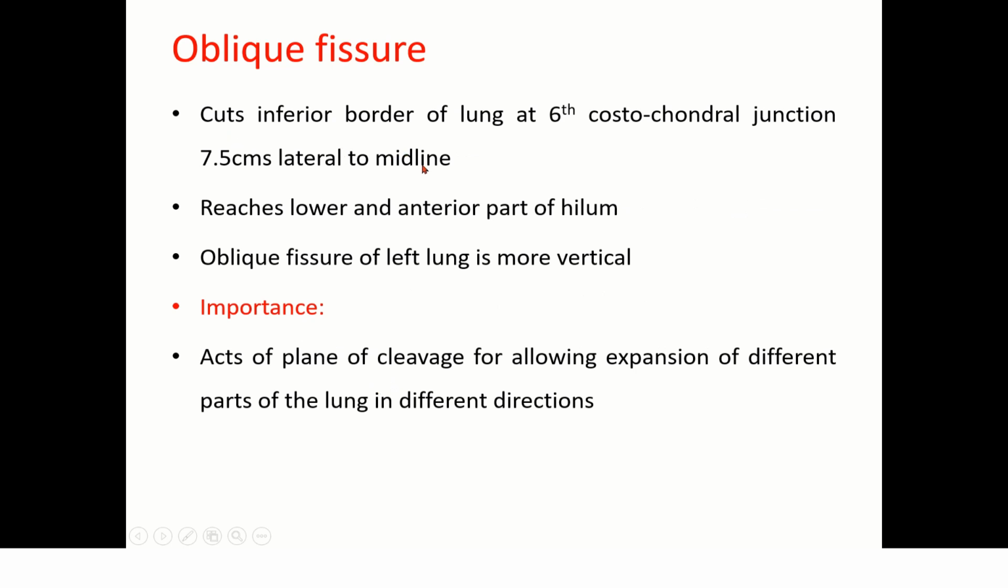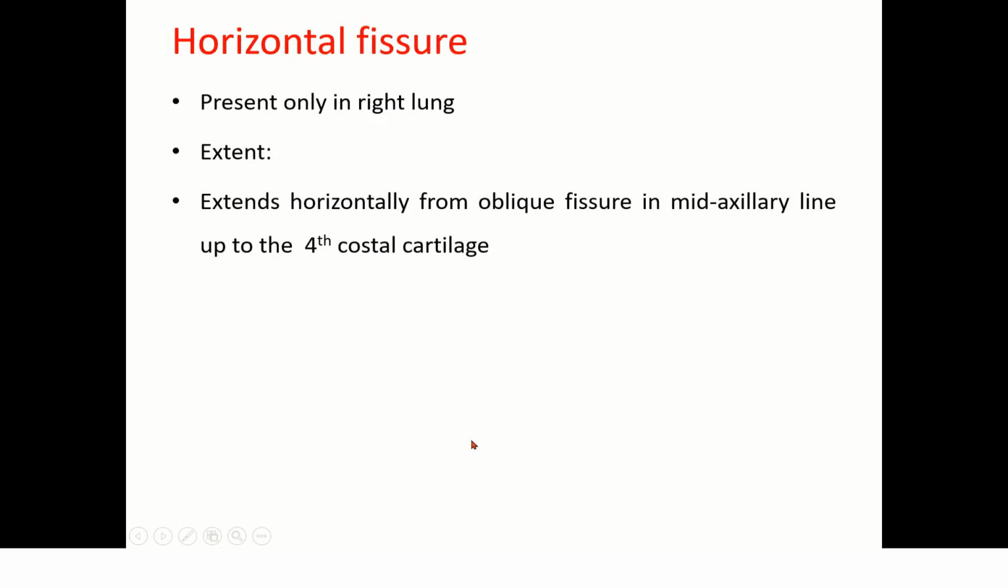It also cuts the inferior border of the lung at the 6th costochondral junction, 7.5 centimeters lateral to the midline, and reaches the lower and anterior part of the hilum. So it begins from the hilum, above and behind, and it ends in front and below the hilum. The oblique fissure of the left lung is more vertical. Its importance: it acts as a plane of cleavage for allowing expansion of different parts of the lung in different directions.